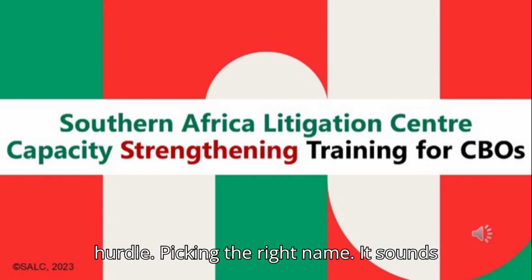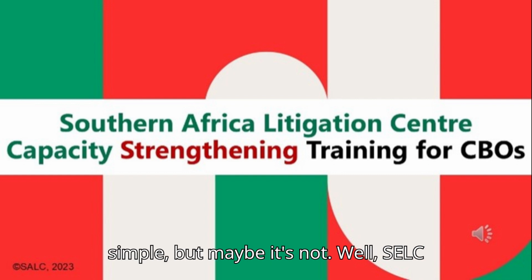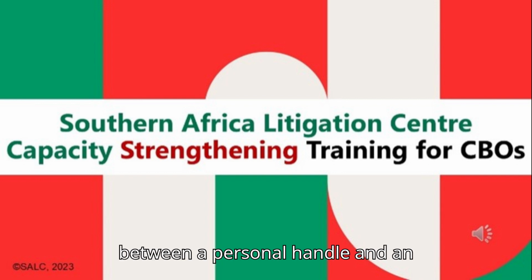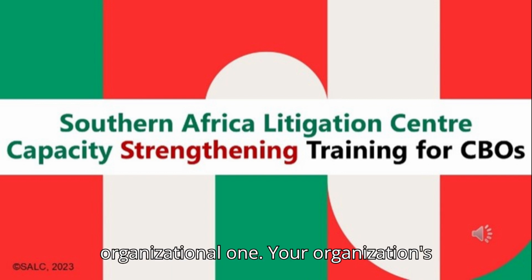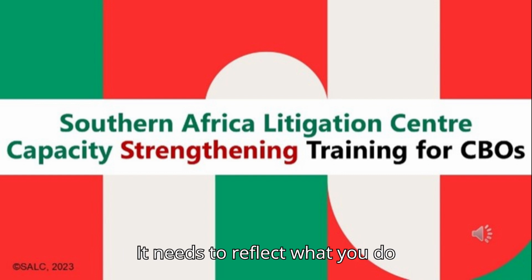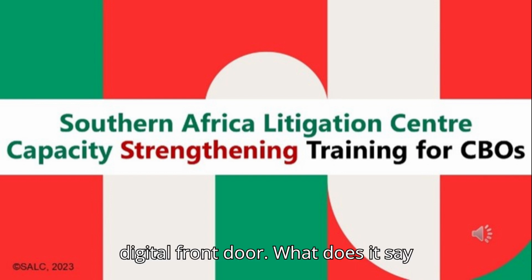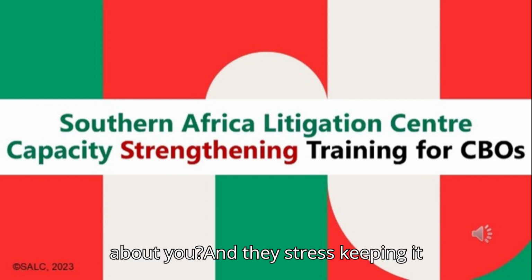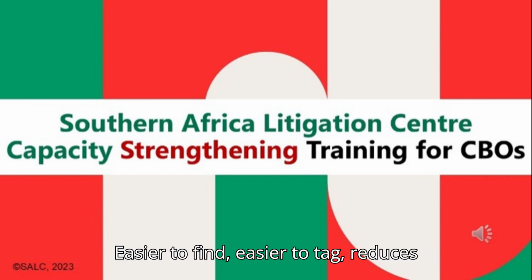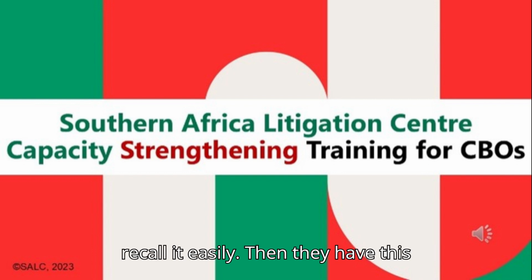First hurdle: picking the right name. It sounds simple, but maybe it's not. Well, SALC makes a really good point distinguishing between a personal handle and an organizational one. Your organization's name needs to scream brand and purpose. It needs to reflect what you do. Precisely. Think of it as your digital front door. What does it say about you? And they stress keeping it short, memorable. Makes sense. Easier to find, easier to tag. Reduces friction, definitely. You want people to recall it easily.